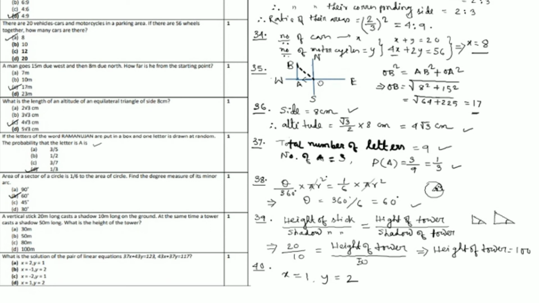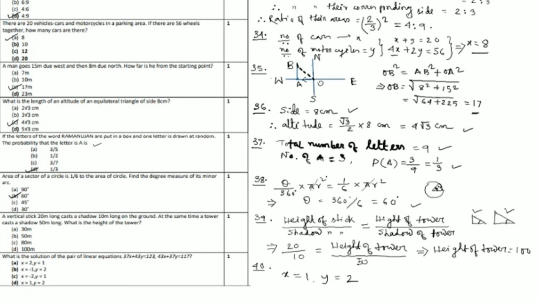At the same time a tower cast a shadow 50 meter long. What is the height of the tower? Okay, suppose this is a stick and this is the tower. You know that these two are similar triangles.